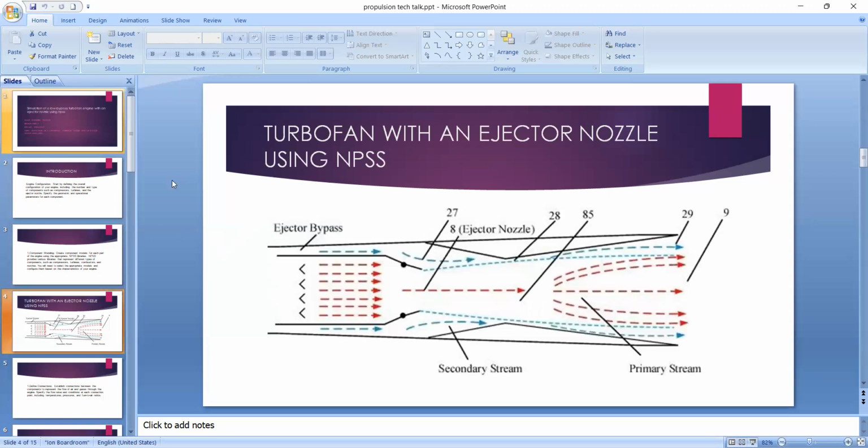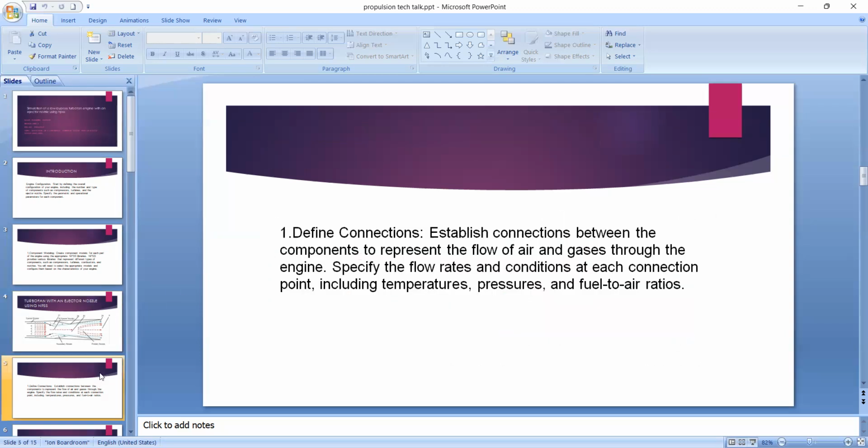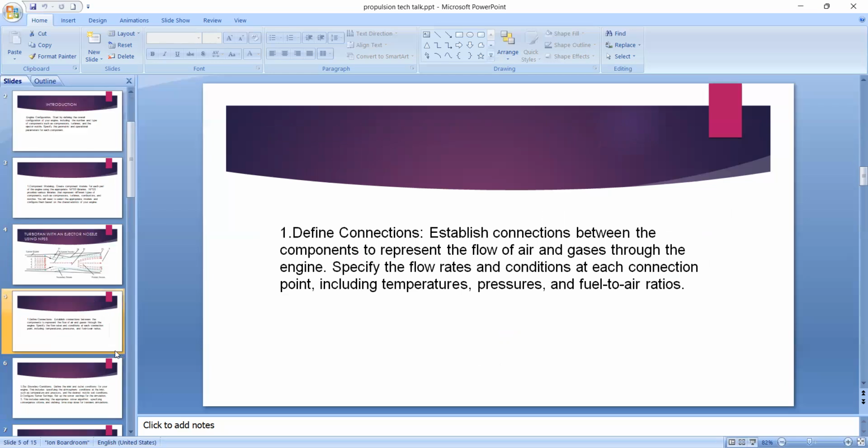Turbofan with an injector nozzle using NPSS. Define connections. Establish connections between the components to represent the flow of air and gases through the engine. Specify the flow rates and conditions at each connection point, including temperatures, pressures, and fuel to air ratios.